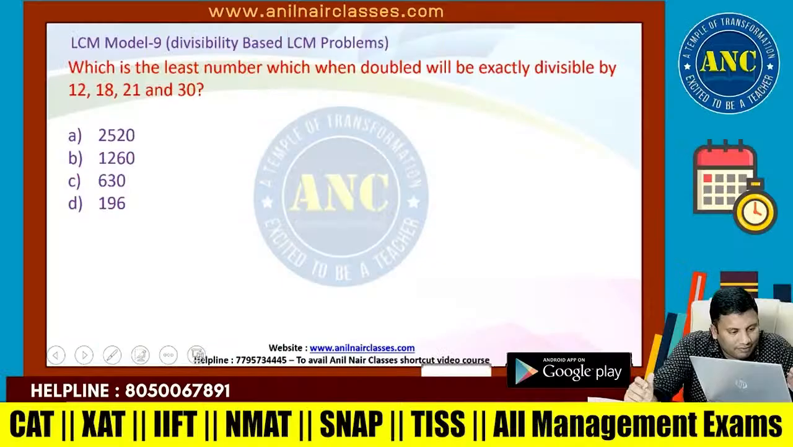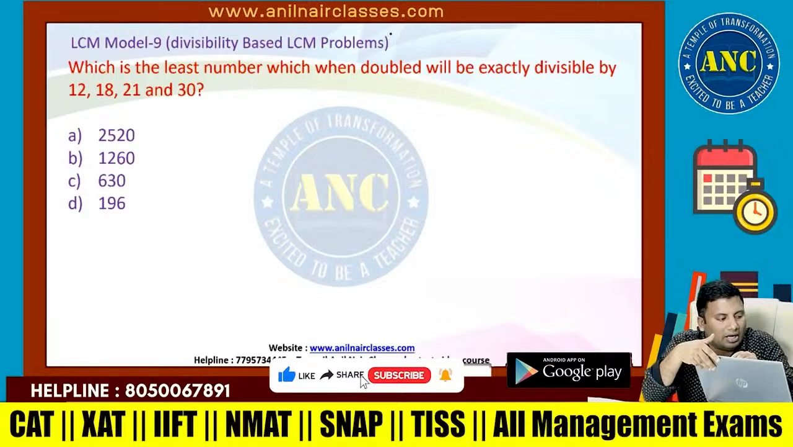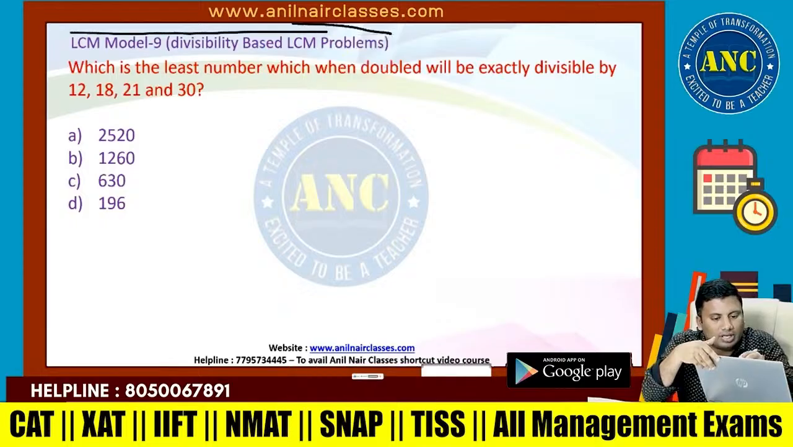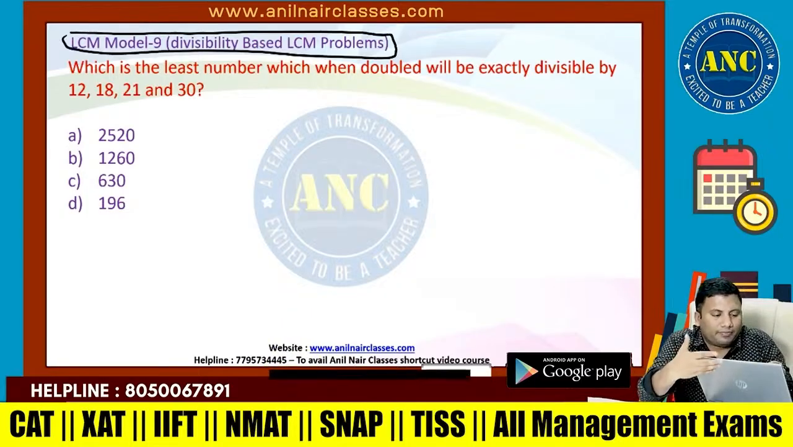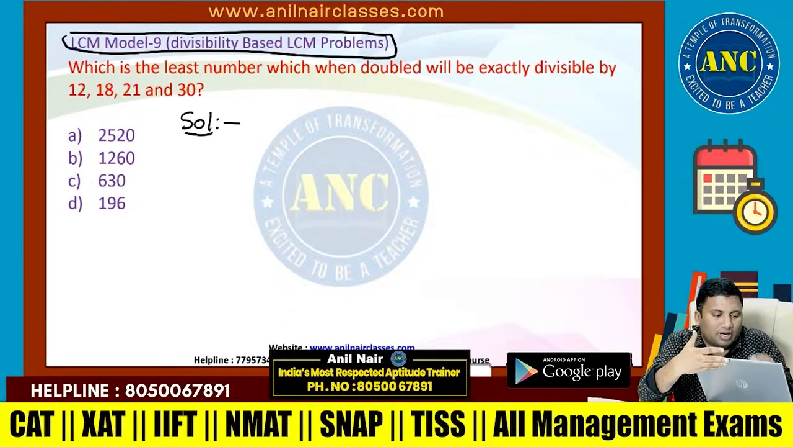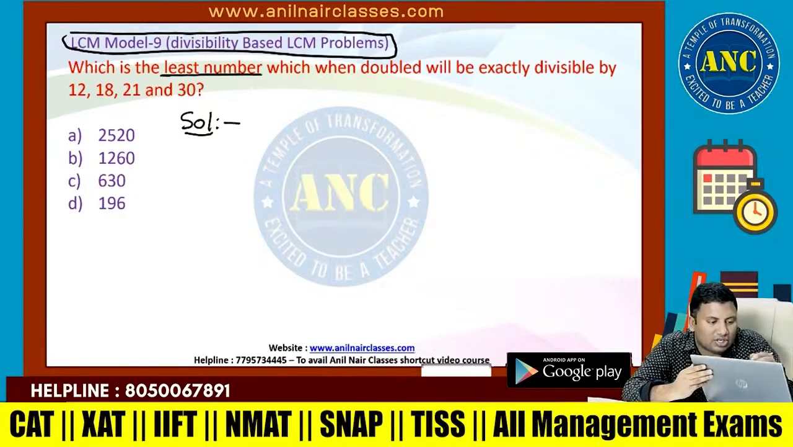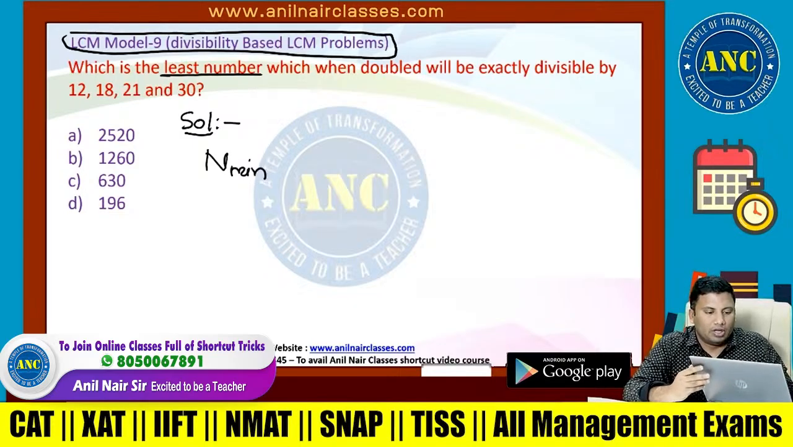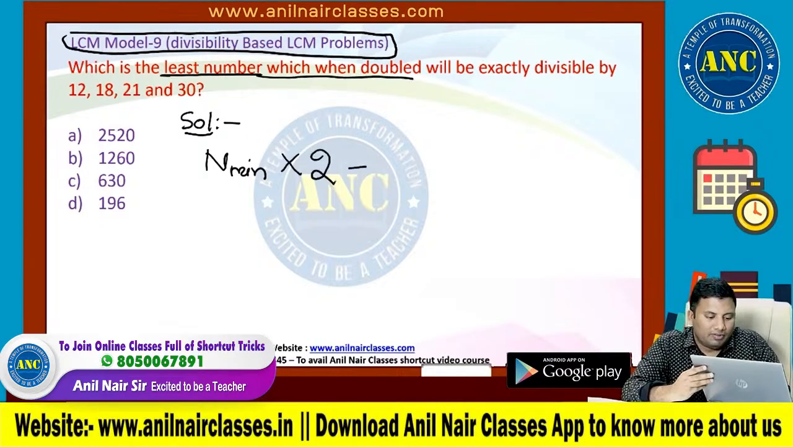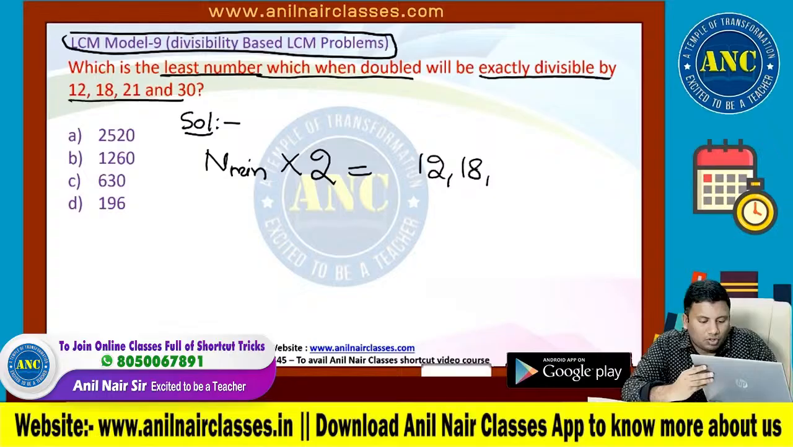First one, see here sir, LCM model 9. Listen carefully. First we will read the question. What is the least number? There is a number which is least, which is minimum, which when doubled into 2 will be exactly divisible by 12, 18, 21 and 30.